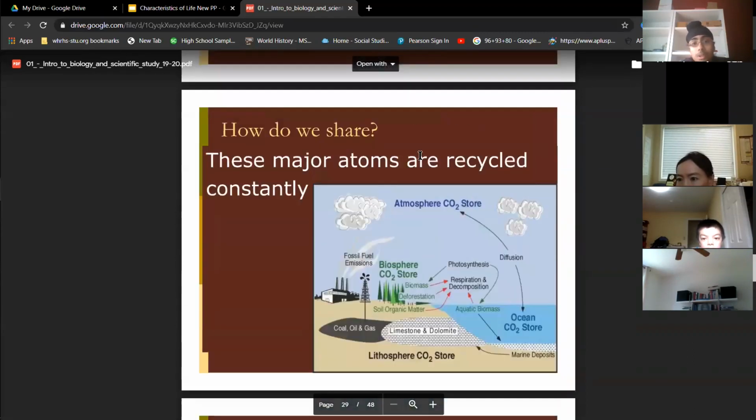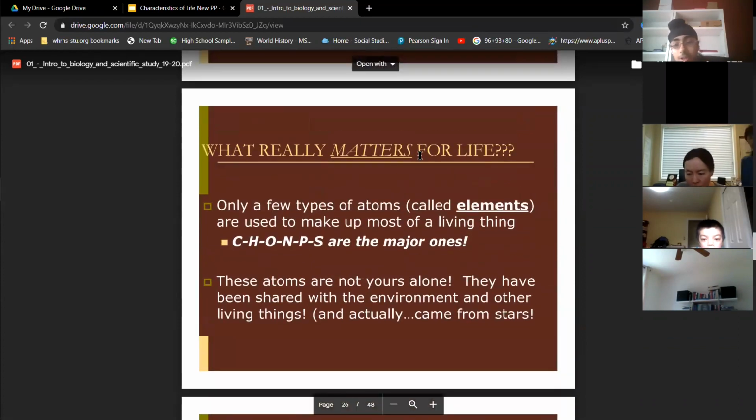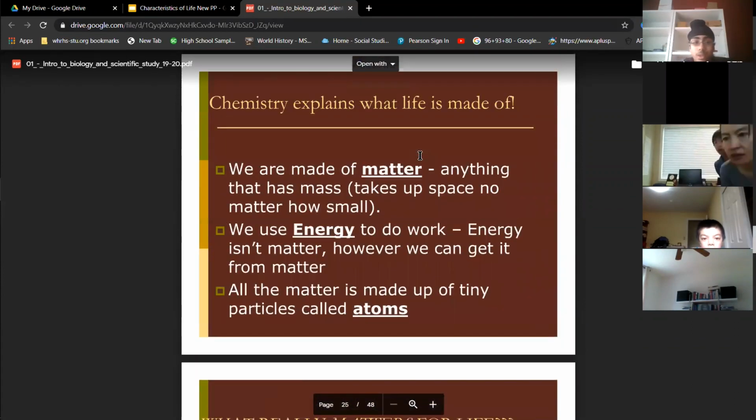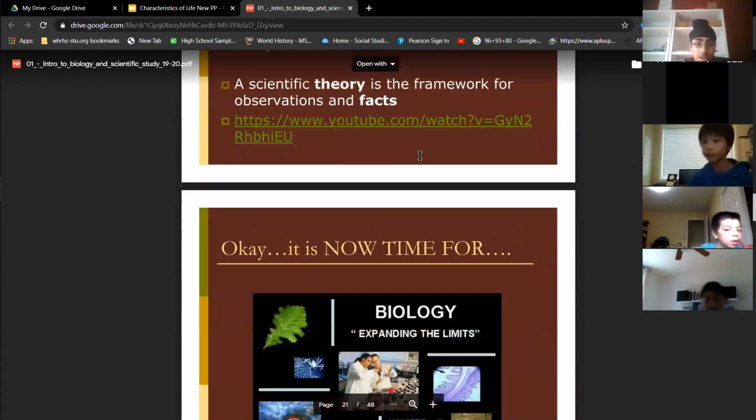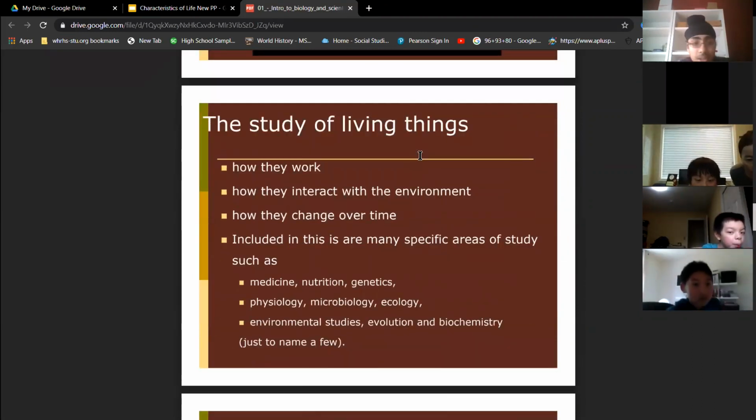What we're going to do is continue where we left off, and then we're probably going to go into the characteristics of life. So the study of living things is biology: how they work, how they interact with the environment, how they change over time. There are many different fields in biology, like medicine, nutrition, genetics, physiology, microbiology, ecology. These are just a few.